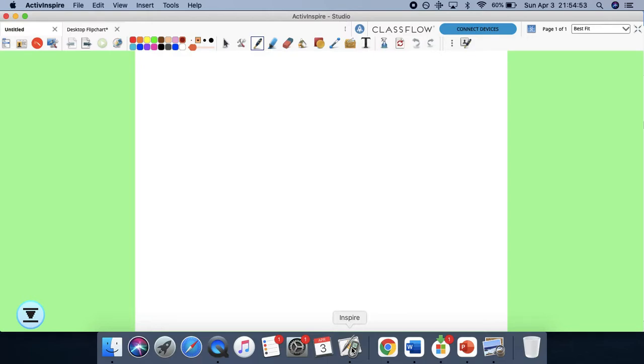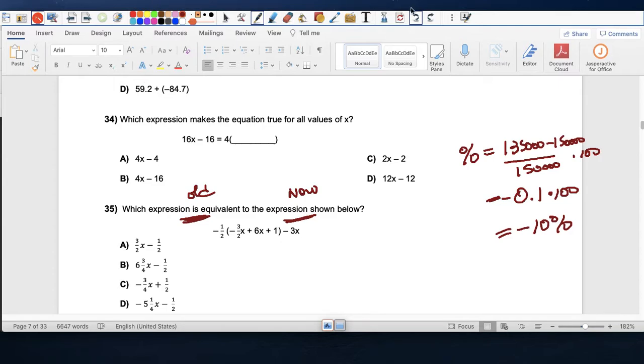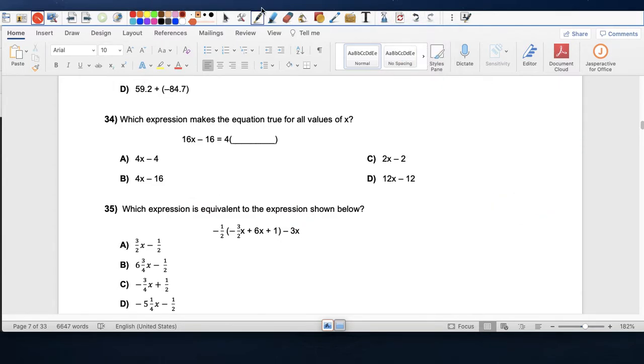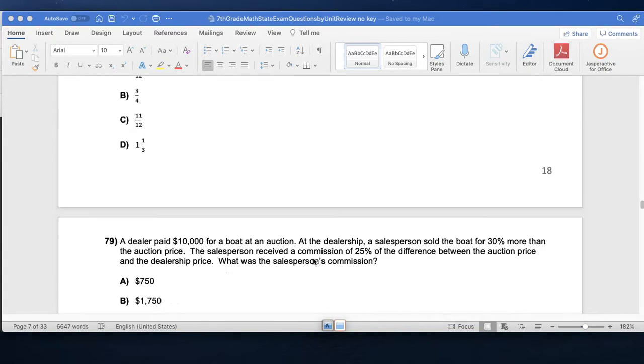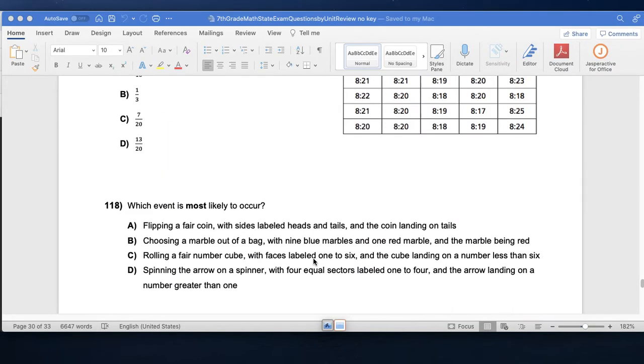Okay, your last section. Where am I? 118, I think. And we're into probability. All right.